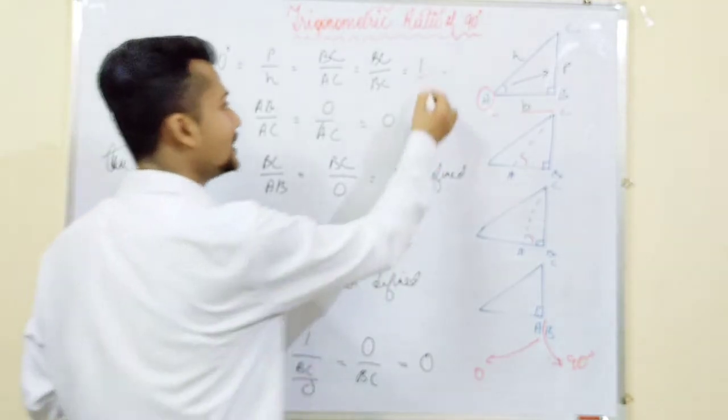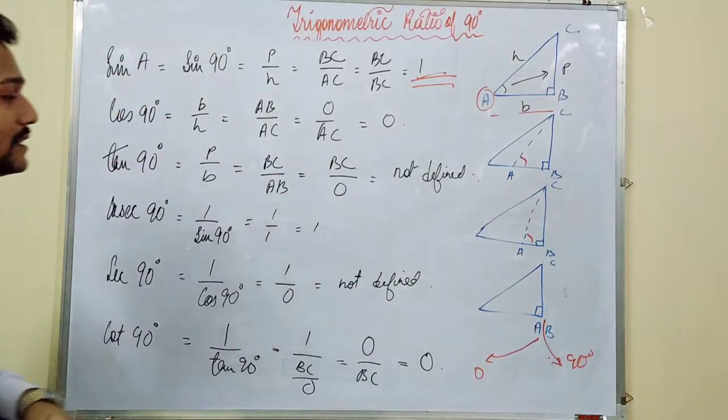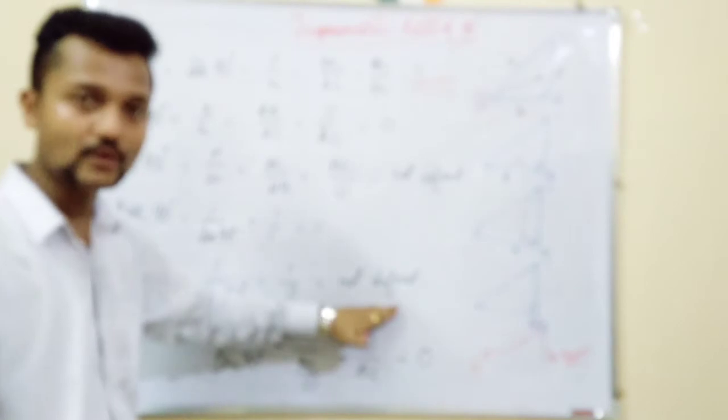I don't think any kind of explanation is required for this particular part. Similarly, sec 90 is also similar to that. Sec 90 is equal to 1 by cos 90. Cos 90 is equal to 0. That means 1 by 0 is equal to not defined.